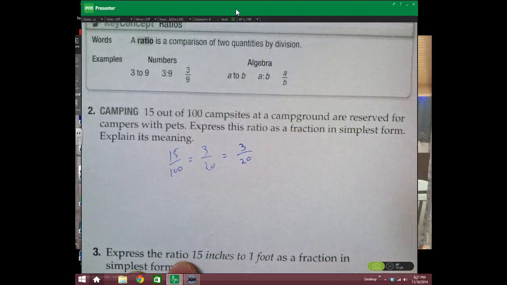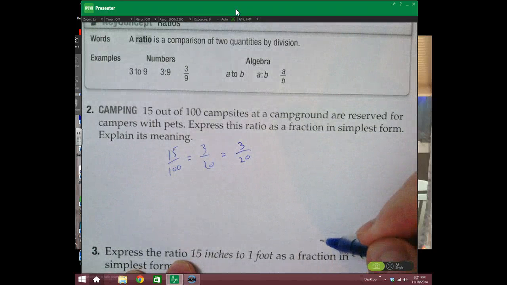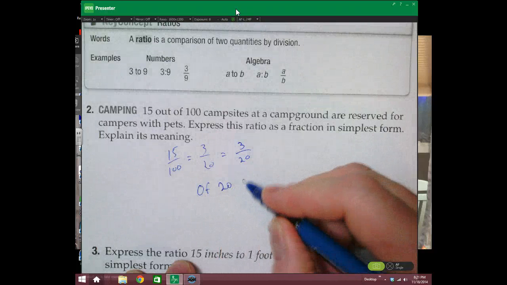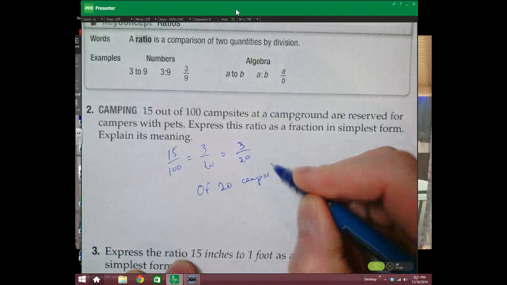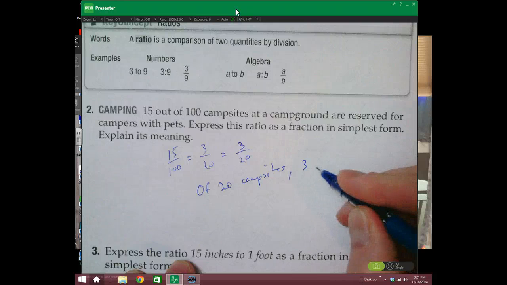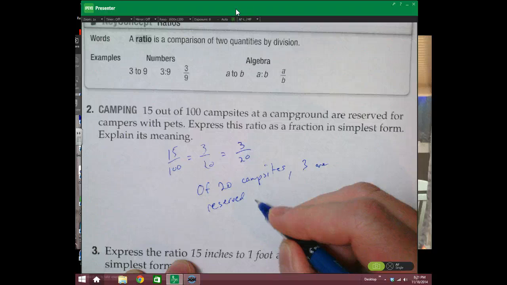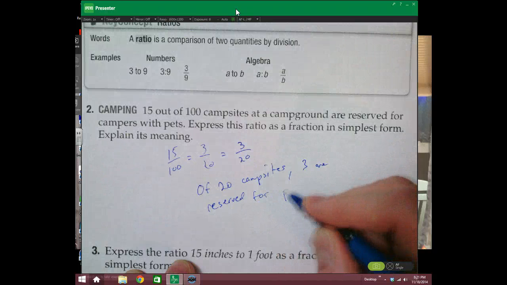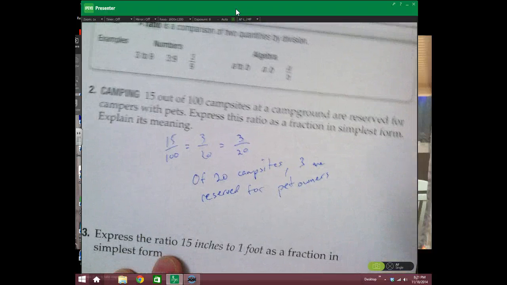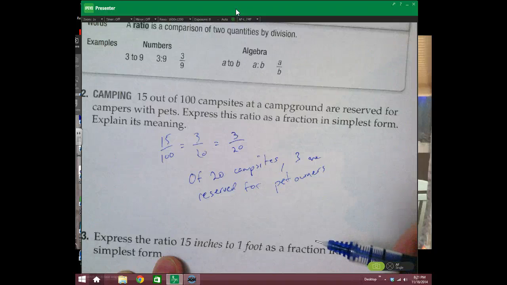Now the question is, what does that mean? Well, what that means for us is if we took 20 campsites, of 20 campsites, 3 are reserved for pet owners. So if you had 20 that you just picked at random, you should have 3 of them that would be for pet owners. Okay.